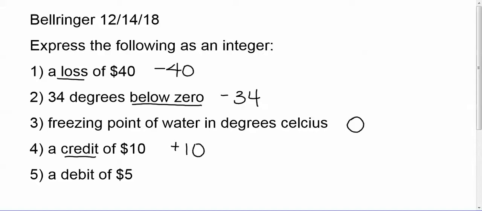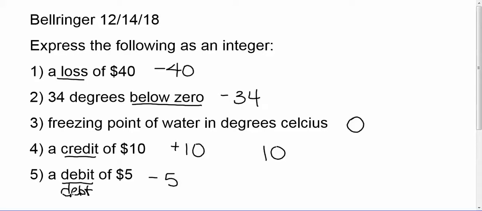Now, you don't have to write the positive sign on an integer necessarily, because it's kind of like a decimal point at the end of a number. It's implied. If you don't have it there, it is positive, okay? So unless you see a negative symbol, assume that the number is positive. A debit of $5. Now, a debit looks a lot like debt. The word debt is spelled D-E-B-T, and that means negative 5. Okay, so that's money coming out of your account.